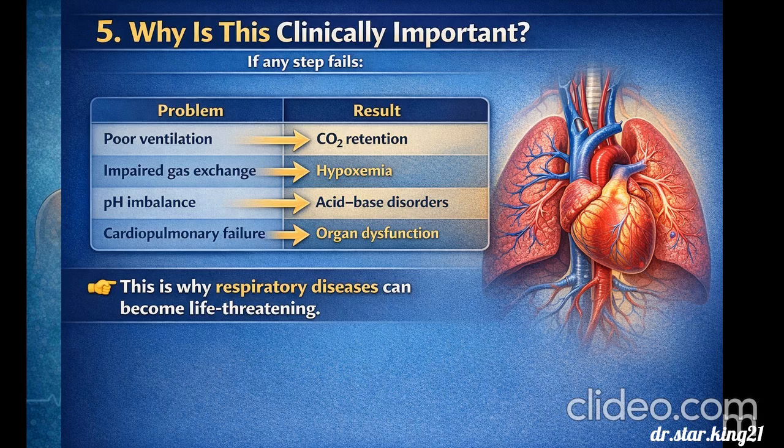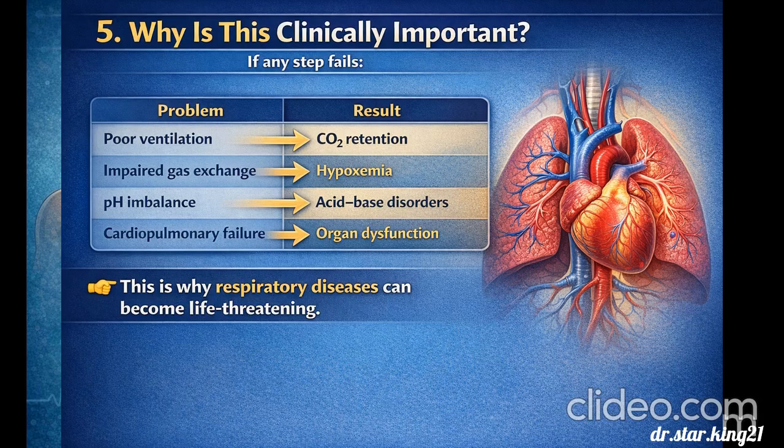If any step fails, there are problems and results. Poor ventilation results in carbon dioxide retention. Impaired gas exchange results in hypoxemia. pH imbalance results in acid-base disorders. Cardiopulmonary failure results in organ dysfunction. This is why respiratory disease can become life threatening.